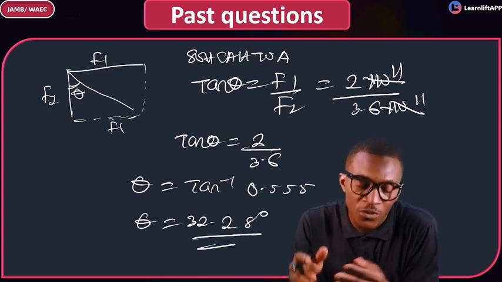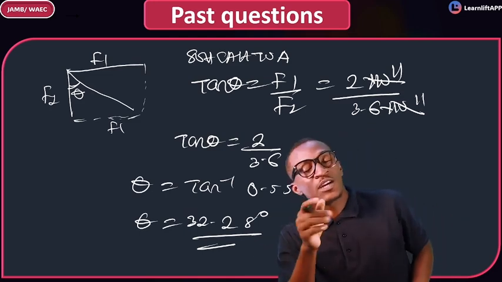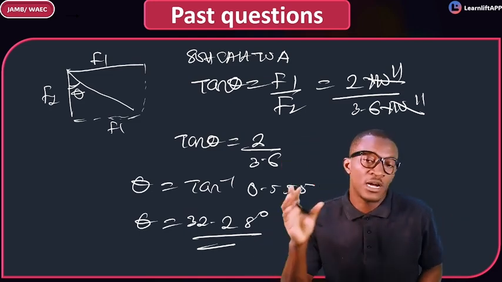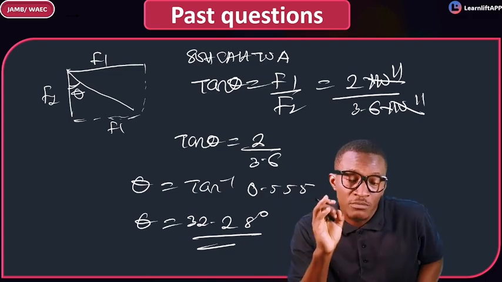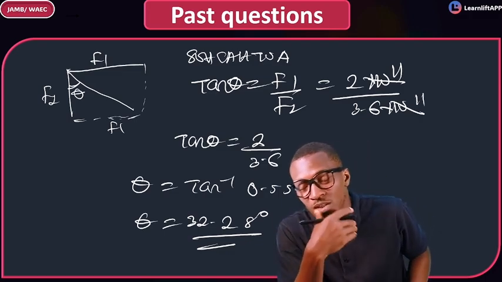Just settle down. You first of all get the resultant. This is especially for those writing WAEC. You get the resultant, you also get the angle, which is theta. Do you understand? Go through it.